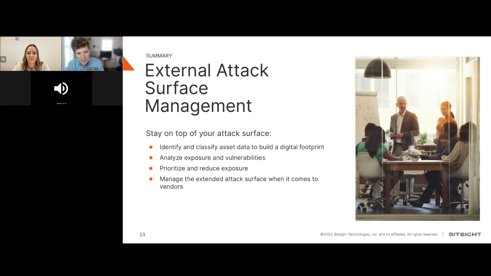Again, with analyzing the exposure and vulnerabilities and prioritizing, this is important across not just your own organization, but your extended attack surface and your vendor network and digital footprint. So digital supply chain. It's really important to take this external attack surface management perspective and step back to see how it can help both your own processes and your vendor network.